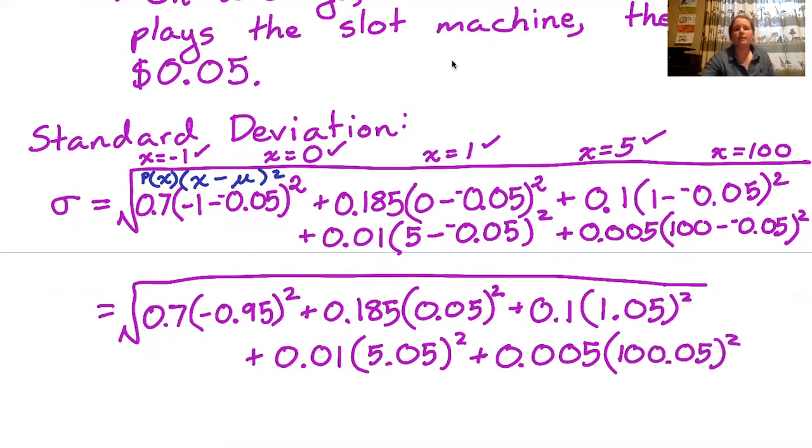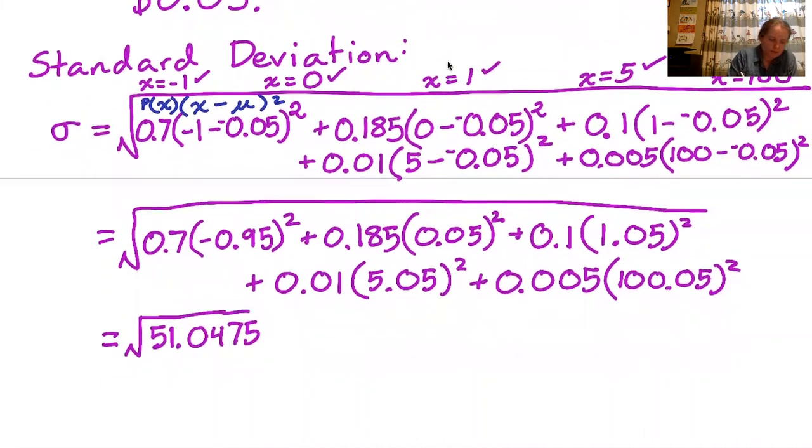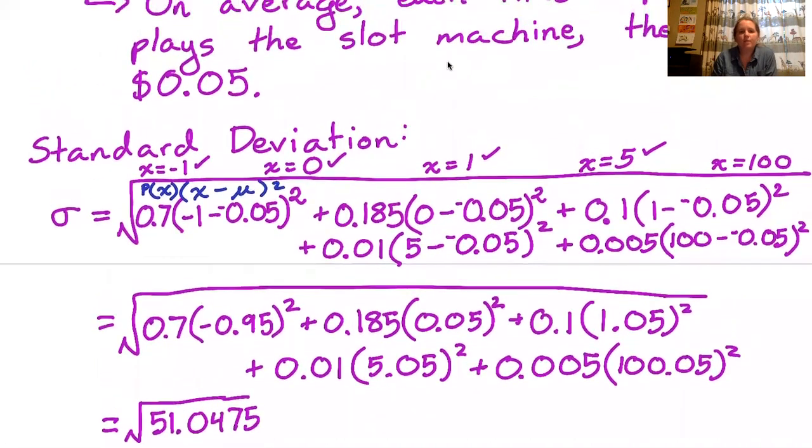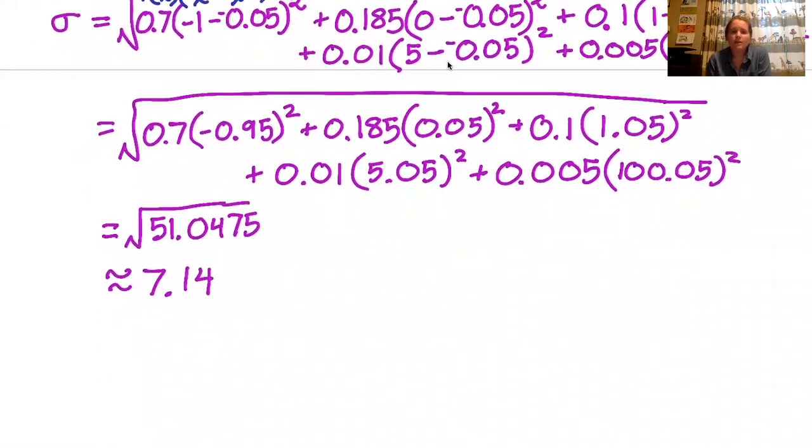Now I'm going to go ahead and just put together all the stuff inside of the square root. And this becomes the square root of 51.0475. Once we take that square root, I get that this is approximately 7.14. So we expect a loss of about 5 cents, but the standard deviation in the winnings is just over $7.